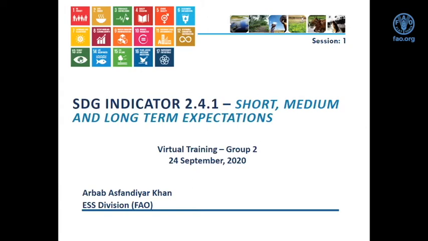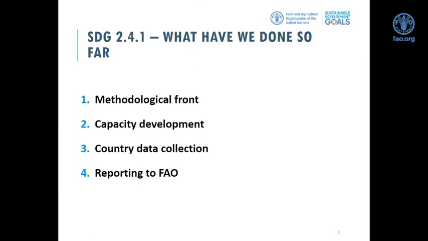Our ultimate goal, obviously, is to maximize country reporting on this indicator and thereby gradually classify it as tier one over time. In summary, we will cover the following aspects: the methodological front, capacity development aspects, data collection, and then reporting of the indicator to FAO. Towards the very end of the presentation, as Stefania mentioned, we will have an open discussion around the constraints that impede countries' implementation, data collection and reporting efforts, and deliberate the means and ways on how to overcome these constraints.